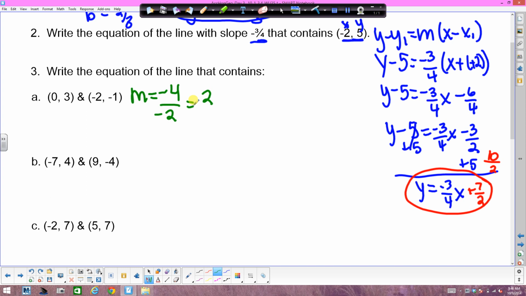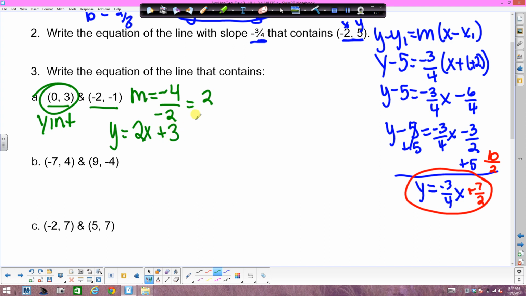So then you're going to use the slope, and then you pick a point to write the equation. Well, if I look at these 2 points, I've got 0, 3, and negative 2, negative 1. Well, what's special about 0, 3? Hopefully you recognize that this is the y-intercept. So since it's the y-intercept, we've got the slope, we've got the y-intercept, and we can go ahead and write our equation y equals 2x plus 3.